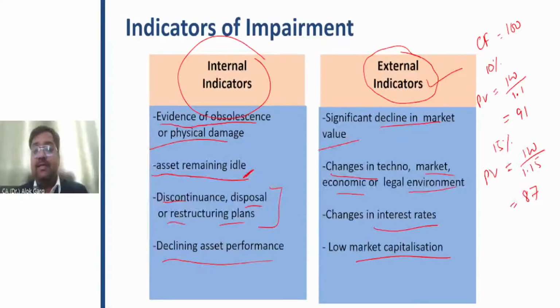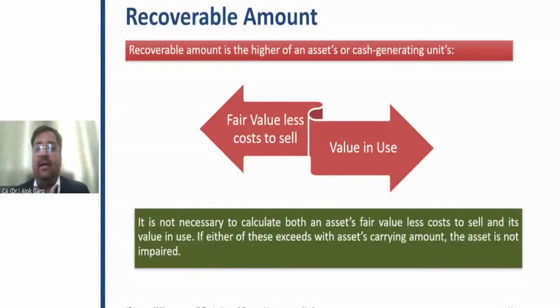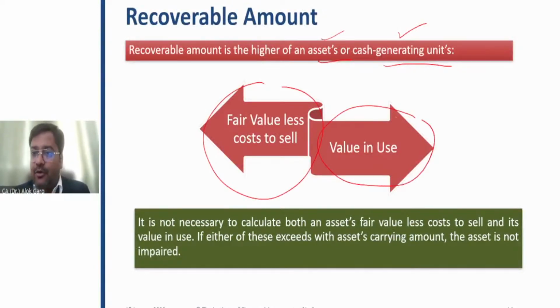Yes. So friends, let's move on and discuss the next concept. Recoverable amount is the higher of an asset's or cash generating unit's fair value less cost to sell and value in use. Cash generating units means group of assets, right? It is not necessary to calculate both an asset's fair value less cost to sell and its value in use if either of these is higher than the carrying value. As we discussed, if you've computed, let's say, fair value less cost to sell or value in use, and you find that one value is already higher than the carrying value, so you got the answer that there is no impairment. There is no need to check the other value in that case, right?